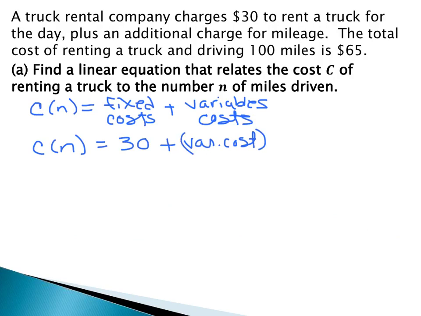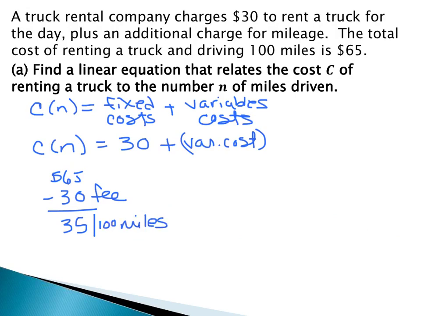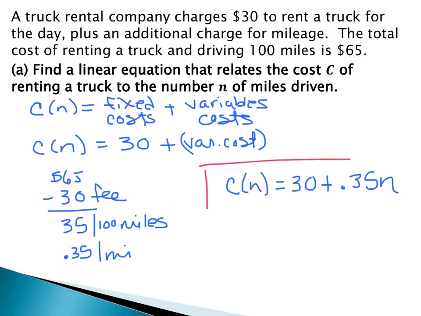They tell you it's $65 to drive 100 miles. Well, if that's $65, we know there's a $30 fee. So that means we're really paying $35 for the 100 miles. Well, if you're paying $35 for the 100 miles, you're really paying 35 cents per mile. That gives us then our equation of C of n equals 30, that's the fixed cost, plus 0.35 times the number of miles that you're going. And that is our linear equation.